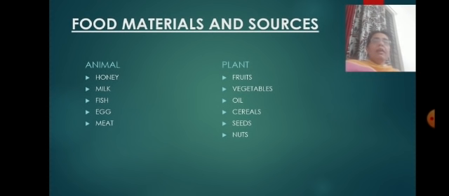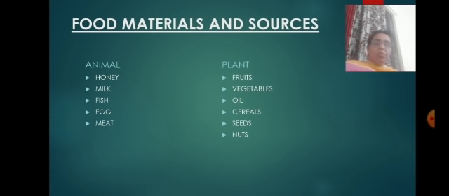We get egg from the chicken, and we get poha. What is the source behind the poha? Plant. Yes. So here are some plant and animal products. Animals give us honey, milk, fish, egg, meat and other things too which are not mentioned here.